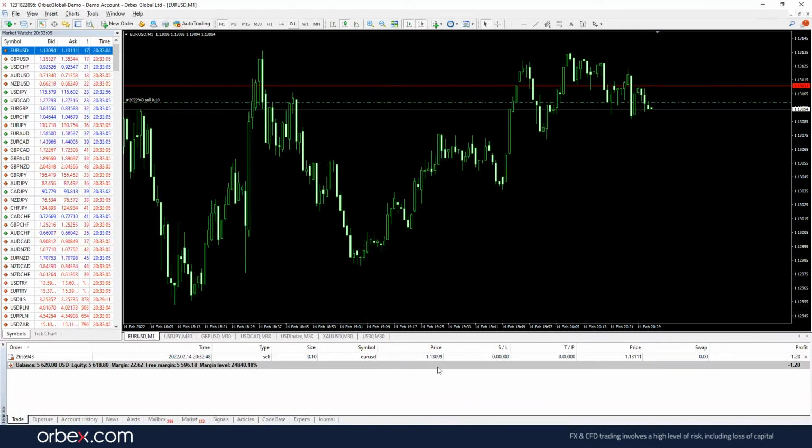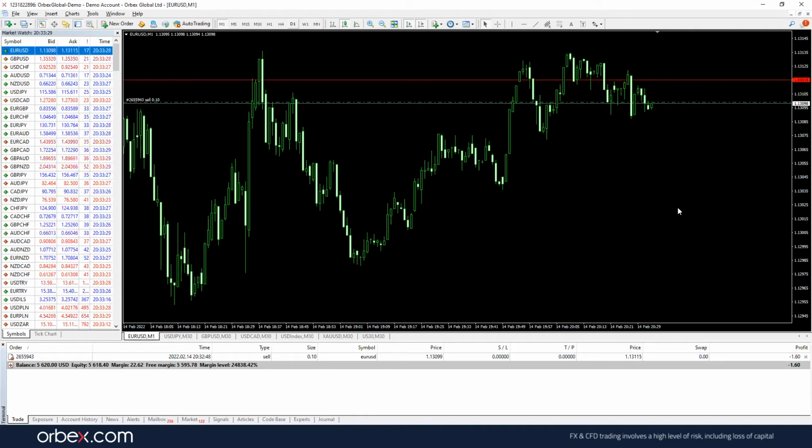Sorry, my mistake. It's open at the bid line and closing at the ask for a sell. For a buy, it's opening at the ask price and closing at the bid. So now my sell position, because it's a sell position, this ask line has to go below my open line here, which is the green dashed line, for me to make any profit. And that's just the way the market works.